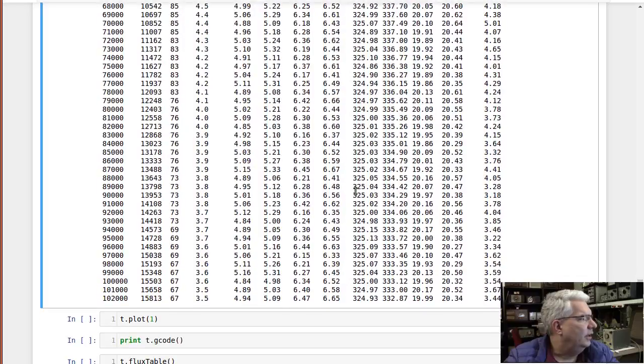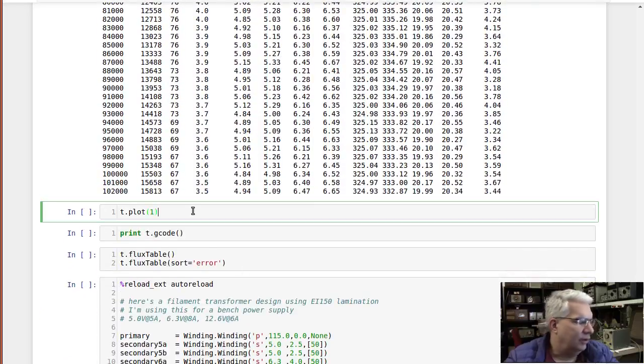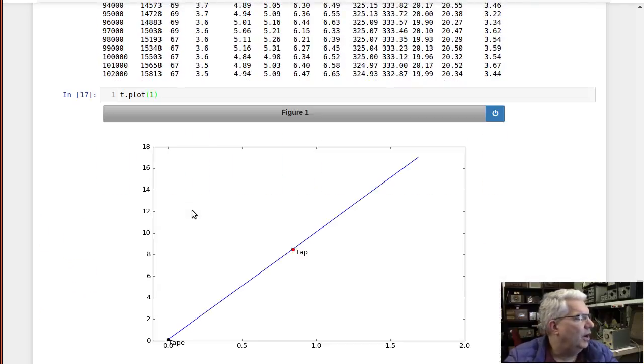Okay, let's get down to the bottom here. Let's look at one of these taps. Let's look at the wind itself. This is wind number 1, which is the 6.3 volt wind. You can see it's got a tap right in the center. It's going to wind this all the way across.